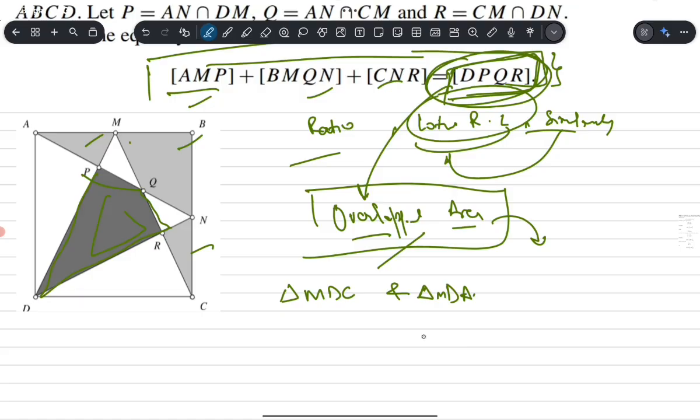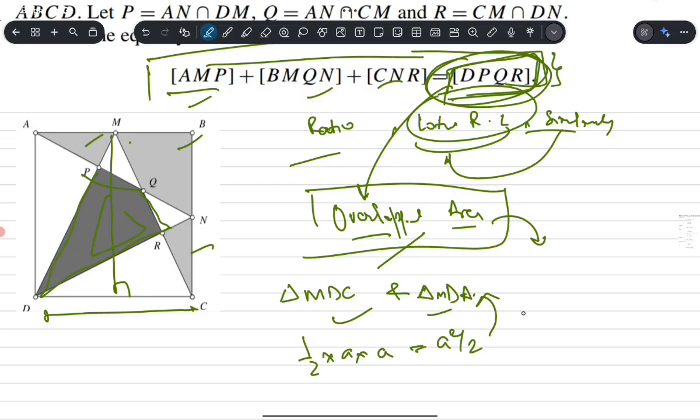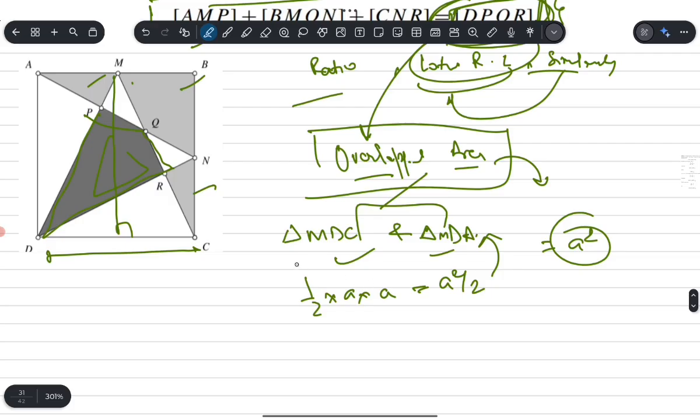Okay, sweet. So let me first verify the condition. The sum of the areas of these two should be equal to the area of the room. The square is the room. So for triangle MDC, this is the height and this is going to be the base. The base is the side of the square and the height is also equal to one of the sides of the square. This is called the side a, so it's a squared by 2, and same goes for this as well. So the sum is going to be a squared, which is good, right? So yes, these are the carpets.